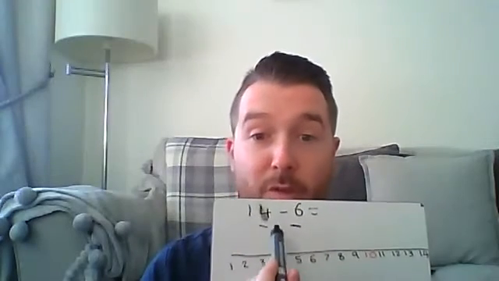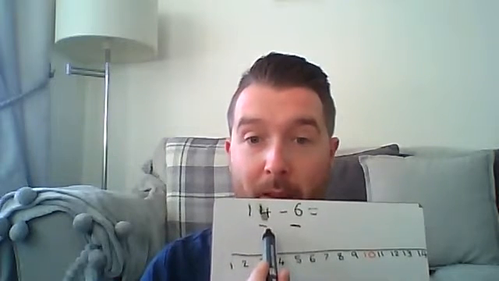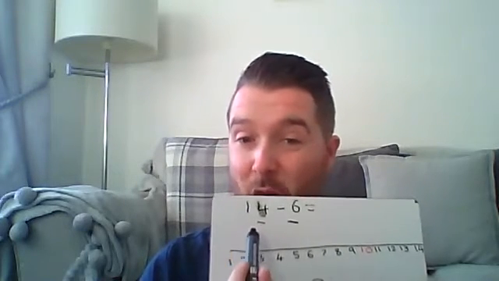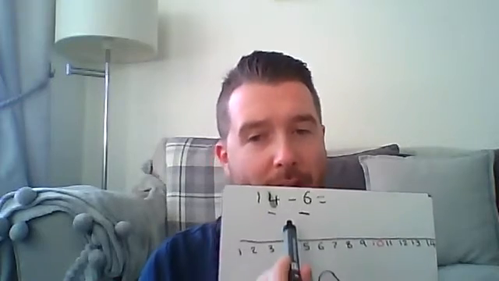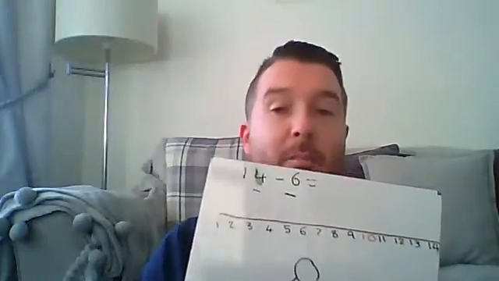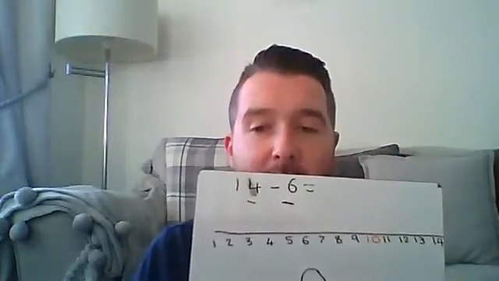Now, if I was trying to take away 6 from 4, I couldn't do it. Now, this number isn't actually 4, is it? It's 14. So we can do it, but we can't do it in the same way that we did the one that I've just shown you. So we can use a number line to help us. And I've drawn one here for you.